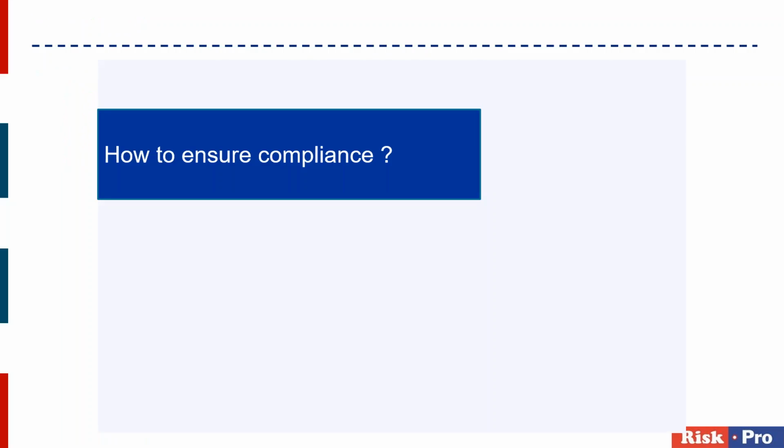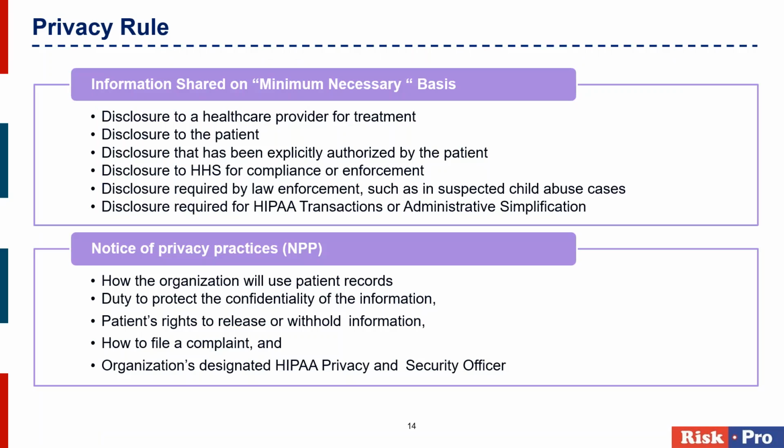Then let's look at how to ensure compliance. We talked about the four quadrants of the HIPAA rules. Broadly, we divide our HIPAA rules into two: one is the privacy rule and another is the security rule. We will discuss the security rule as we move forward.